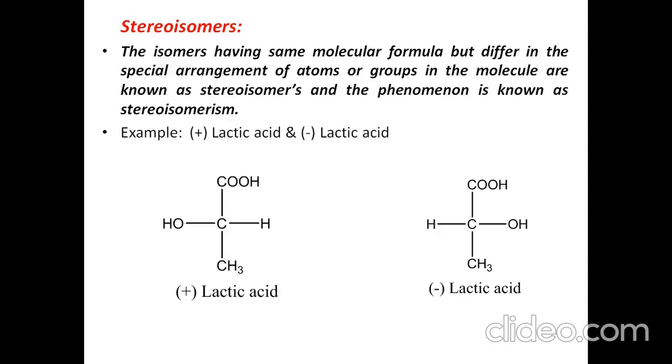So here connectivity is the same. But what is the difference here? The difference is the spatial arrangement. In plus lactic acid, you can see the hydroxyl group is towards the left hand side, and in minus lactic acid, the hydroxyl group is towards the right hand side. So how can we define stereoisomers here? Stereoisomers are the isomers having the same molecular formula but differing in the spatial arrangement of atoms or groups in the molecule.